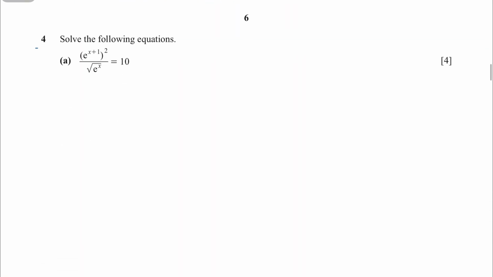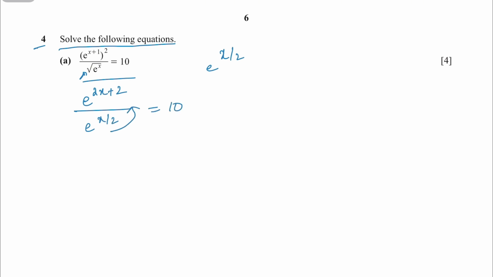Moving on, we have our question 2 where it says just solve the following equation, this. So let's see how this equation solves. This would be e to the power 2x plus 2, and at the denominator, since this is a square root, it can be written as e to the power x upon 2. So this would be e to the power x upon 2, equals 10.